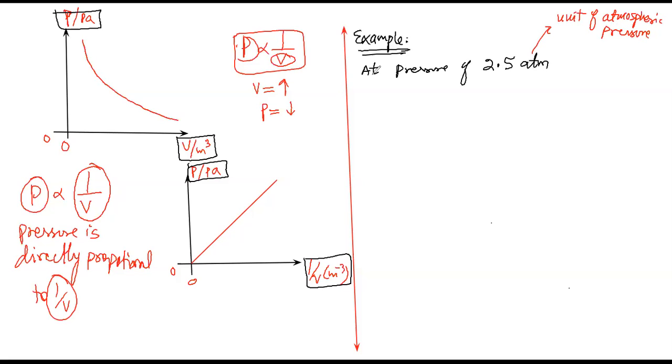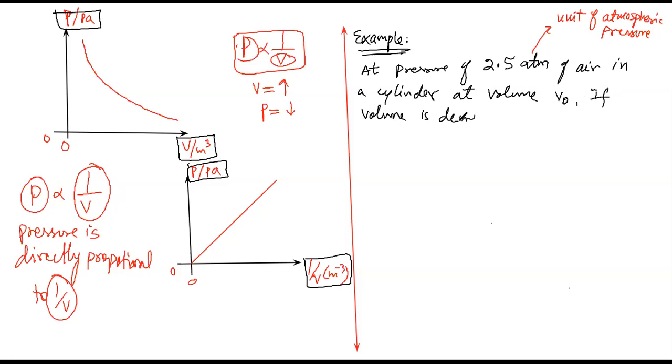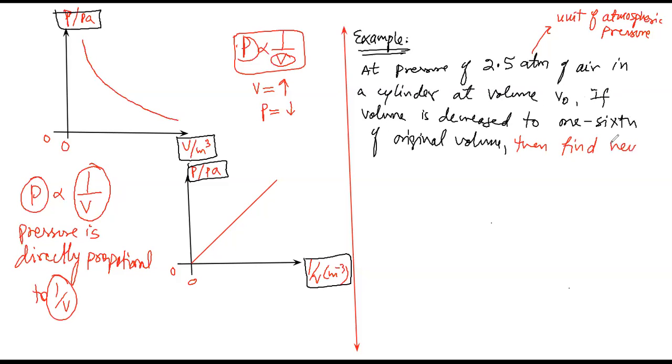Okay, so at a pressure of 2.5 atm of air in a cylinder at volume V naught, if volume is decreased to 1/6 of original volume, then find the new value of gas pressure, the new value of air pressure in the cylinder. Okay, this is the question, and I can make a diagram for you as well.